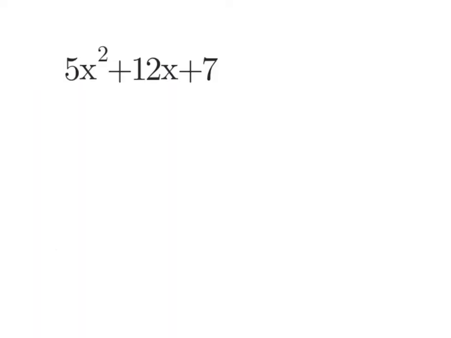Let's try another one like that. 5x squared plus 12x plus 7. All right, we're going to set it up by having our two sets of parentheses. And we need to break up 5x squared. So we think about the factors of 5. That's going to be 1 and 5. Those are my only options. So in my sets of parentheses, I'm going to have 1x and 5x.